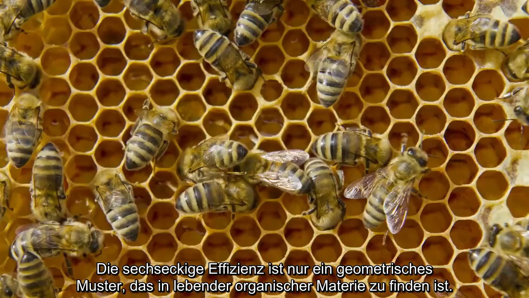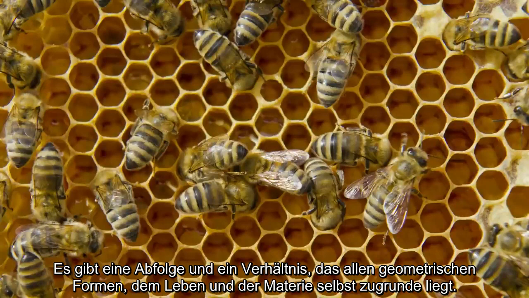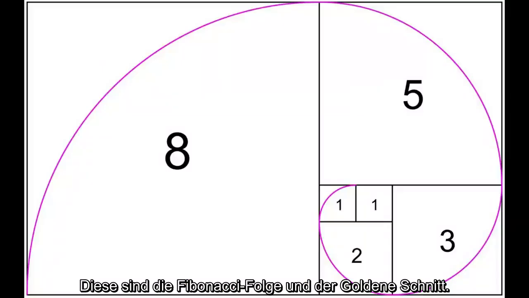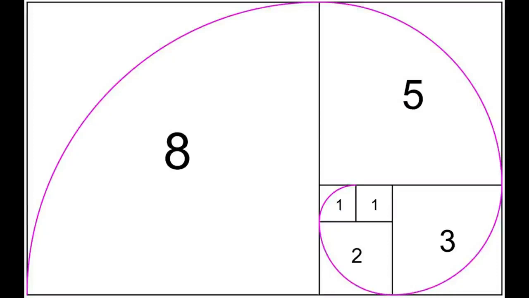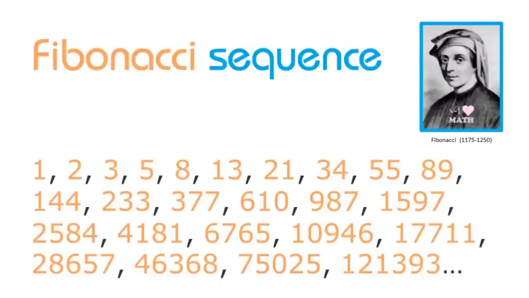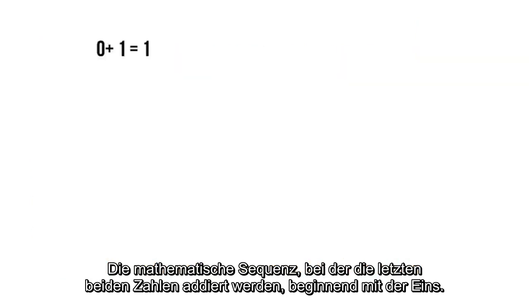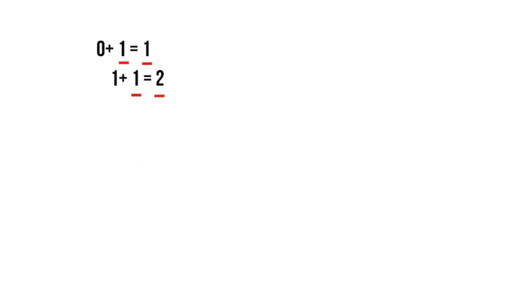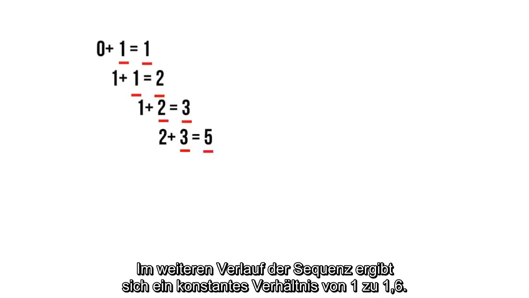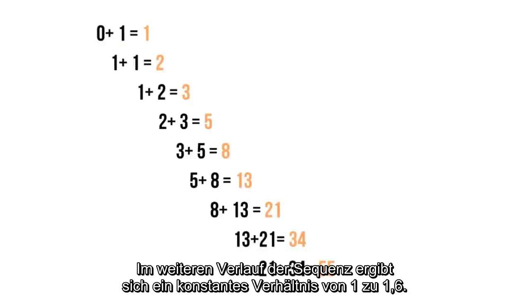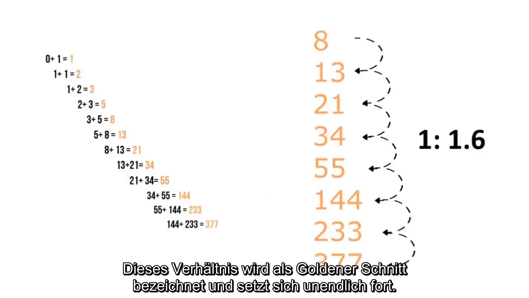Hexagonal efficiency is just one geometric design found in living organic matter. There is a sequence and ratio underpinning all geometric shapes, life, and matter itself. These are the Fibonacci sequence and the golden ratio. The Fibonacci sequence, the mathematical sequence of adding the last two numbers that came before, starting with 1. As the sequence continues, a constant ratio of 1 to 1.6 appears. This is called the golden ratio and continues indefinitely.